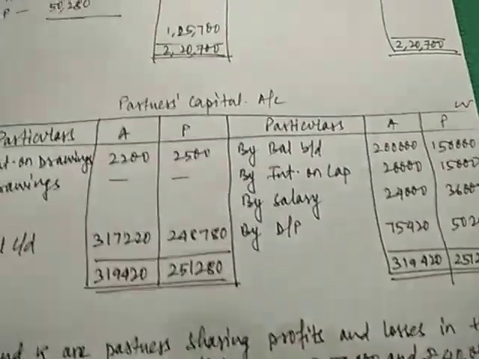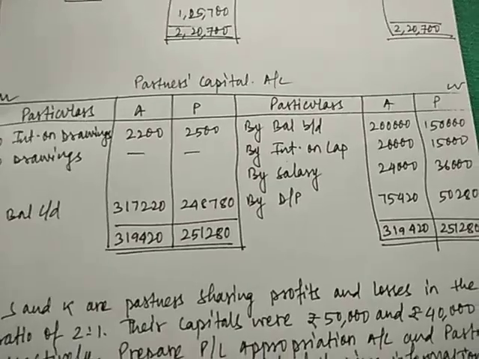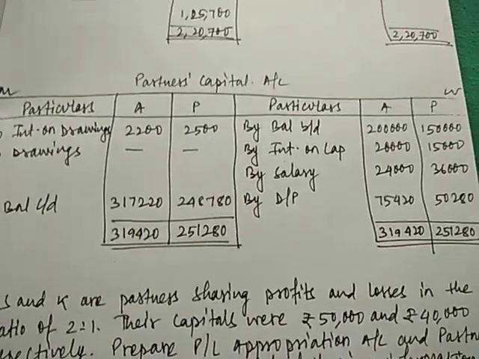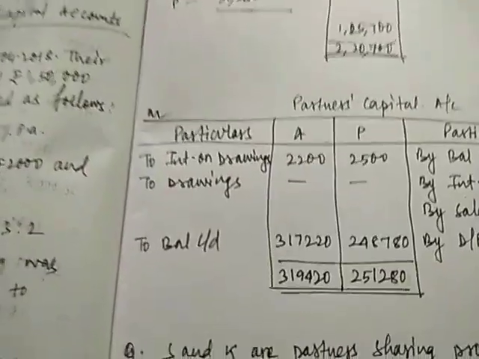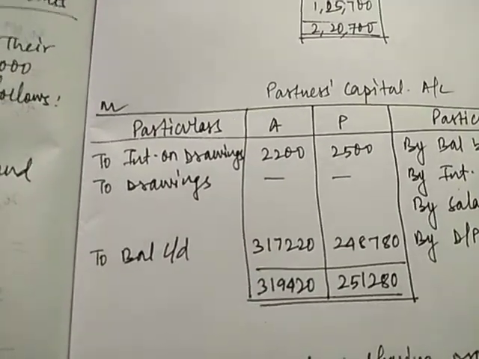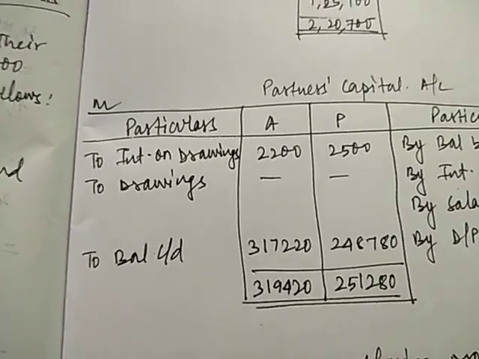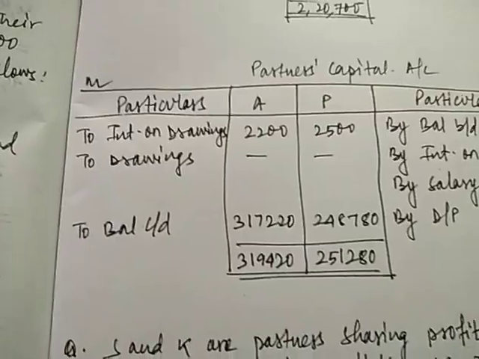Next is interest on capital as provided in the PL appropriation account. The same interest on capital we need to write here. Same salary and PSR share for A and P respectively we have written here. On the debit side, we have interest on drawings and drawings. Here in the question, drawings has not been mentioned. Directly interest on drawings was provided to us, so we have written the interest on drawings directly for A and P. For drawings, we have left the column as nil.